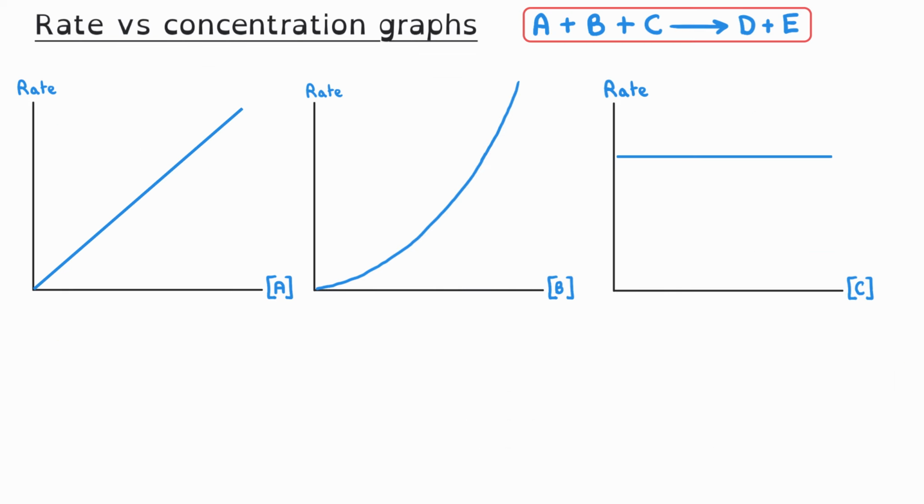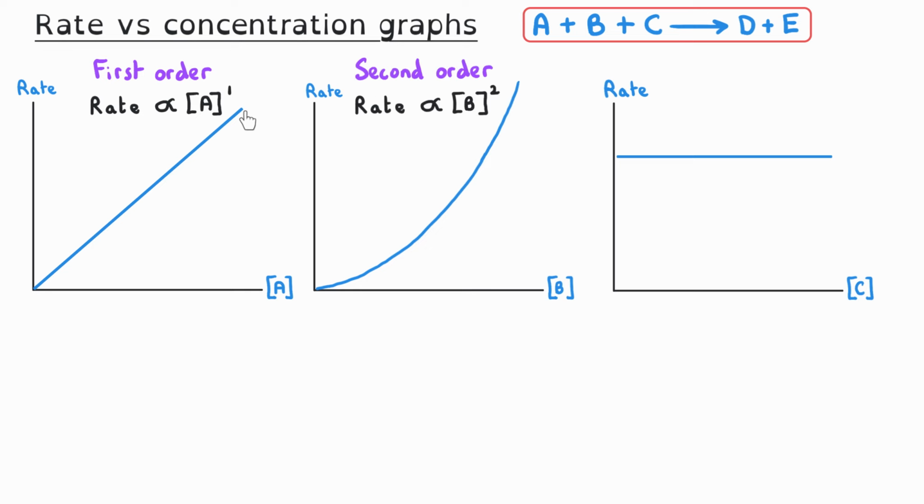You need to be able to recognize these 3 characteristic shapes for graphs of rate of reaction against reactant concentration. The first order graph, where we've got this directly proportional relationship, the second order graph, which is a curve where rate is proportional to the concentration squared, and the 0 order graph, which is the horizontal line, where rate is proportional to the concentration raised to the power of 0.